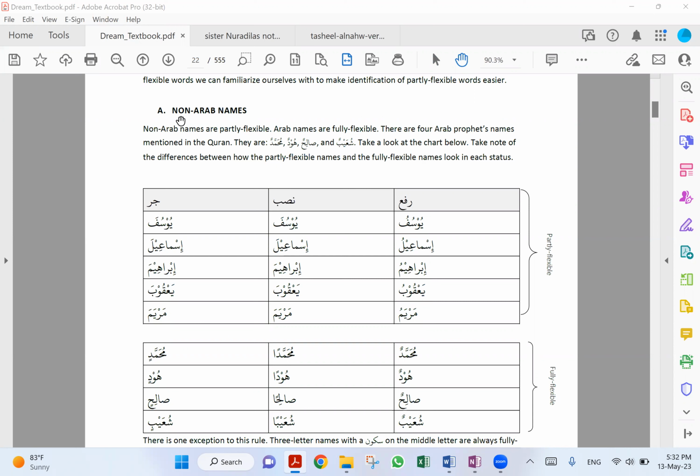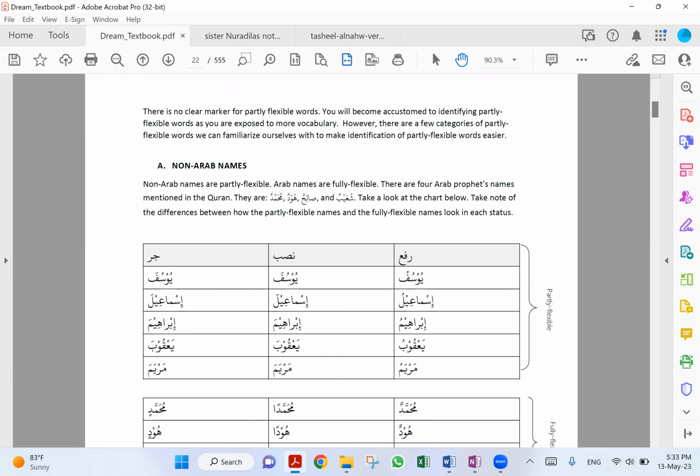Alright. So today, like I told you, I wanted us to discuss ممنوع من الصرف. This is partly flexible words. But before we begin with the partly flexible, I just wanted us to go back to where we started in Bayina, and then we can proceed to what I want to tell you. I really hope and pray that Allah gives me the words to be able to explain this because it's a slightly difficult topic, and I think that's why Ustad made it very simple for us.